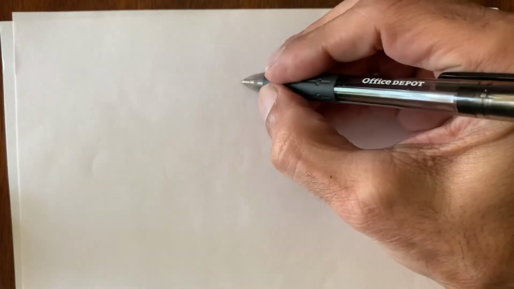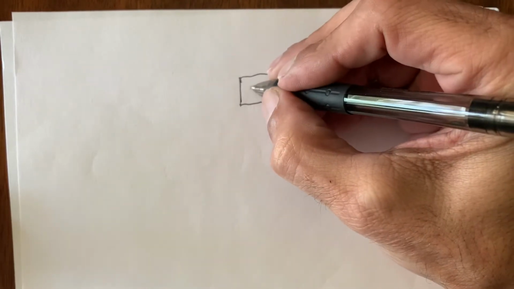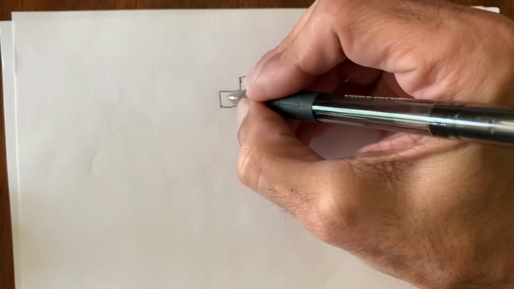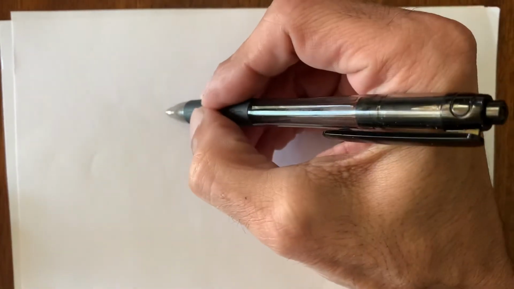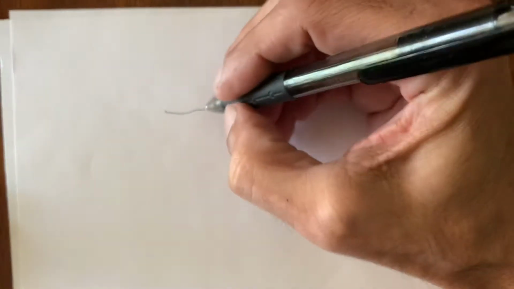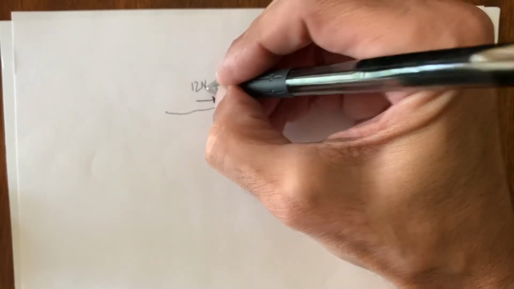Hi there. So today we're going to look at Newton's second law, F equals ma, and we won't consider friction, but we're going to have more than one object. Let's say I have a block here that's 6 kg, and another block here that's 2 kg, and they're both on some kind of smooth surface. I know it doesn't look very smooth here. And we apply a force here of, say, 12 newtons.